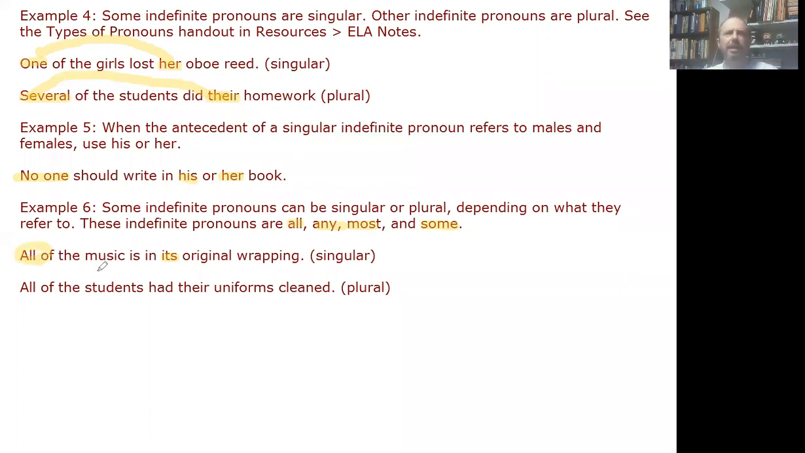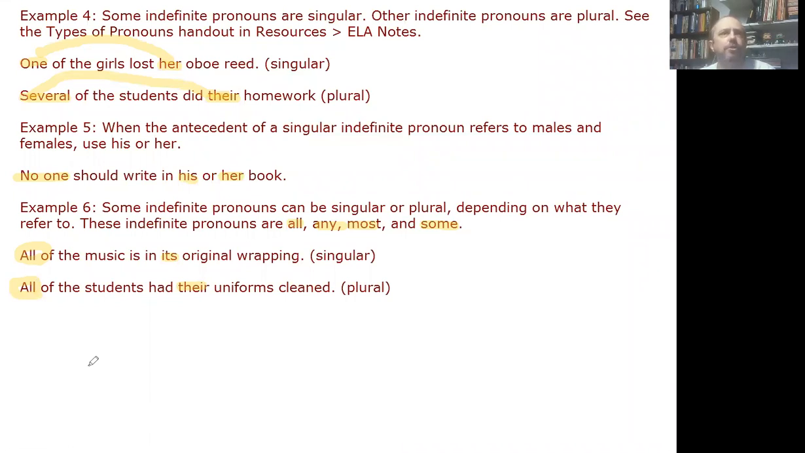It's kind of like a collective noun. This is like a collective pronoun, right? All of the music is being treated as one thing, okay? So singular. And this is different than all of the students had their uniforms clean. See, this is plural. And it's referring back to the exact same word, but this time it's plural.